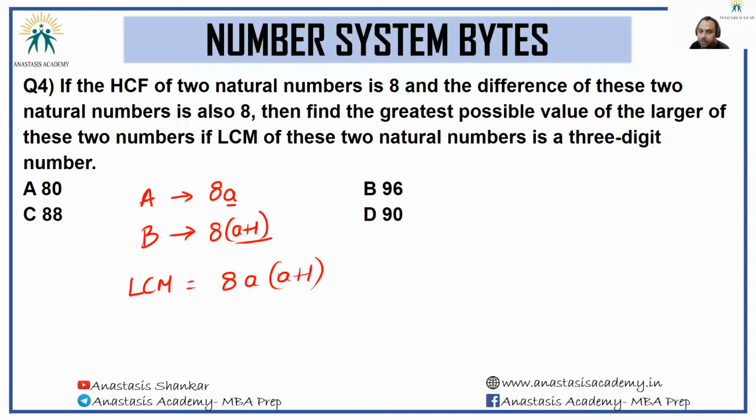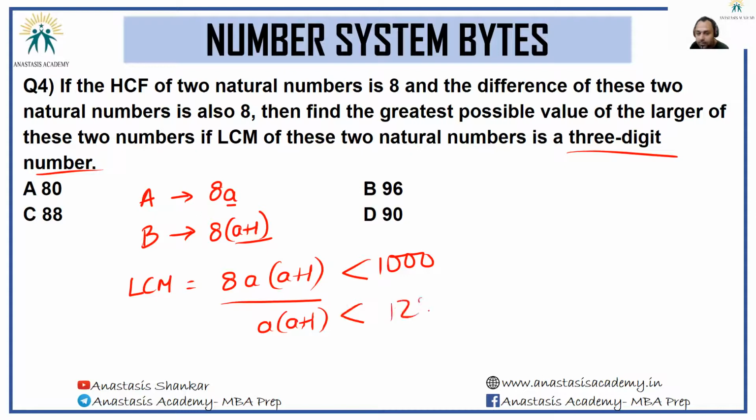We are told that the LCM is a 3-digit number, so this expression should be less than 1000, or A into A plus 1 should be less than 125. Now you simply have to plug in the value of A to see. 10 into 11 is fine, 110. 11 into 12 is 132, it is not fine. So the pair that we are looking for is 10 and 11 only.